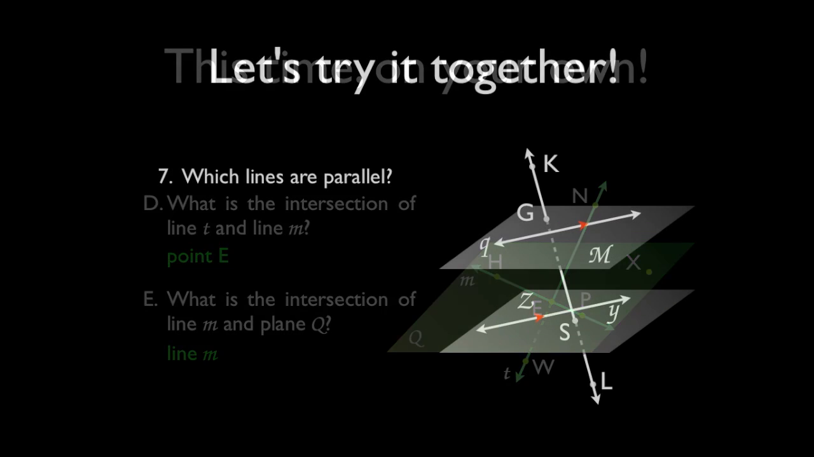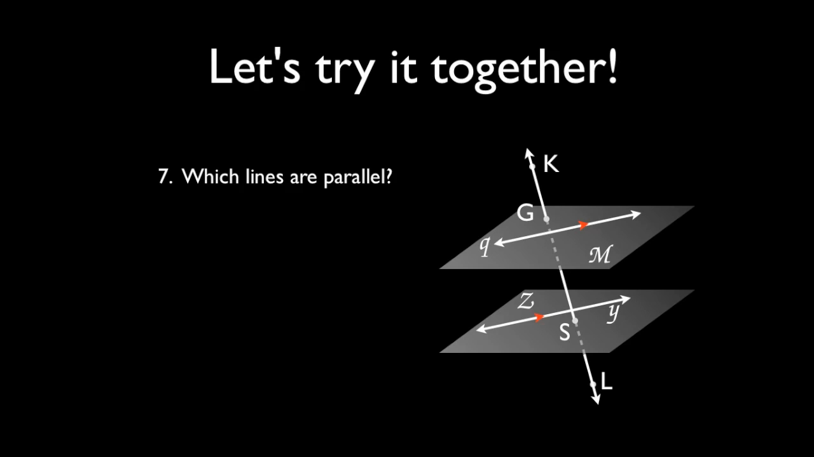Here's another quick question. Let's try this one together. Which lines are parallel? Oh, geez. There are 2 red arrowheads in the middle of line Q and line Y. They must be parallel. Don't you love how markings in a figure actually give you answers like that? So pay attention to those markings.